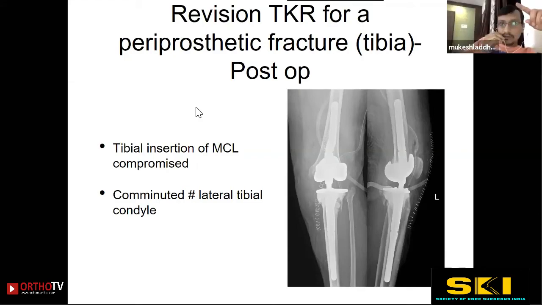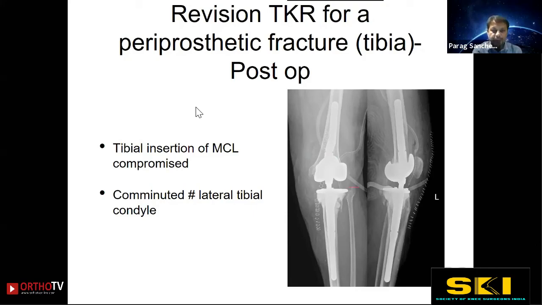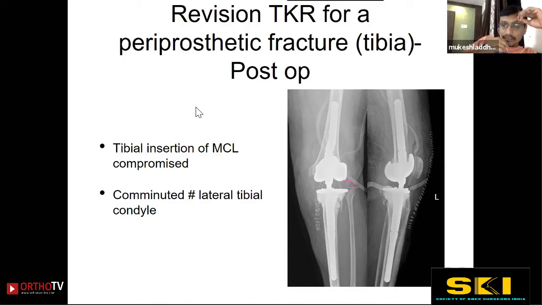May I ask one? Yes, so 1 or 2 questions before we go to the last case. You have built up the bone with cement. How long will it last? And I was about to comment about that fibular head, but it's already marked.